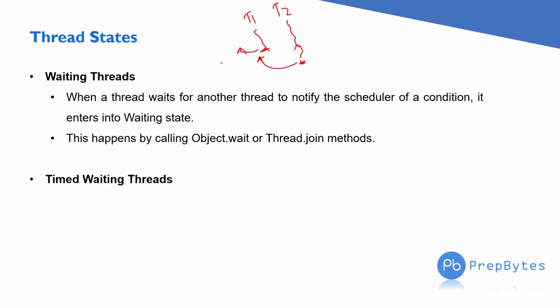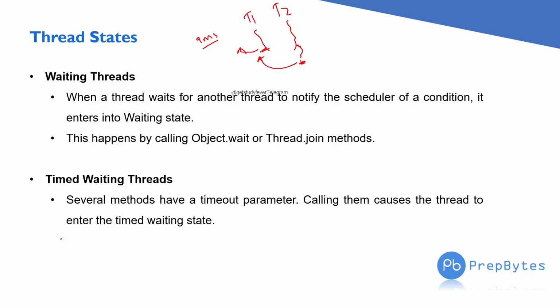Next is the time waiting state. If T1 says that I will wait only for about 9 milliseconds, then a method will be used, you will see that afterwards. Several methods have a timeout parameter. Calling them causes the thread to enter a time waiting state. It means for only 9 milliseconds I will wait for your output. After that I will begin my execution.